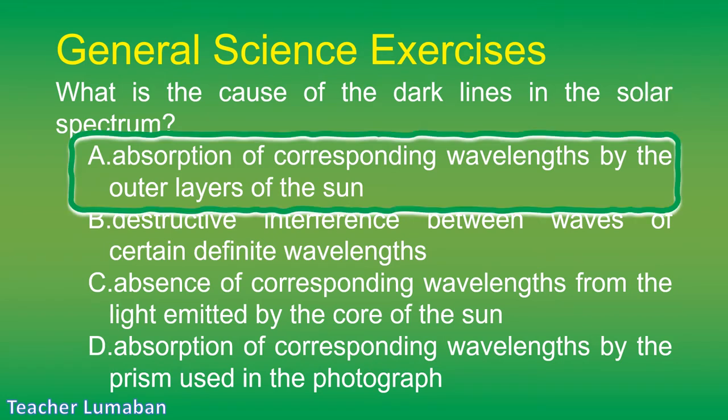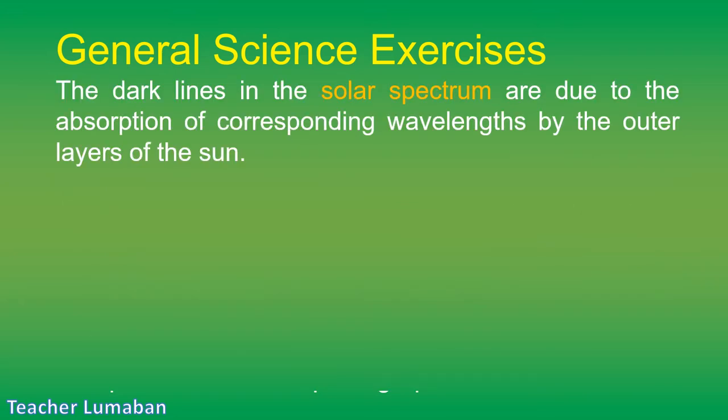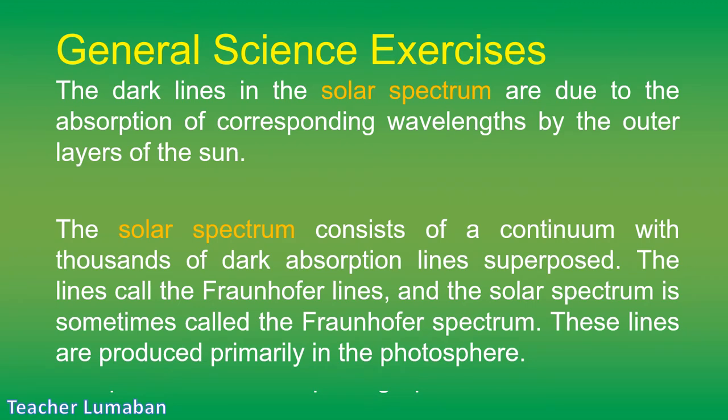The correct answer is letter A, absorption of corresponding wavelengths by the outer layers of the sun. The dark lines in the solar spectrum are due to the absorption of corresponding wavelengths by the outer layers of the sun. The solar spectrum consists of a continuum with thousands of dark absorption lines superposed. The lines are called the Fraunhofer lines, and the solar spectrum is sometimes called the Fraunhofer spectrum. These lines are produced primarily in the photosphere.